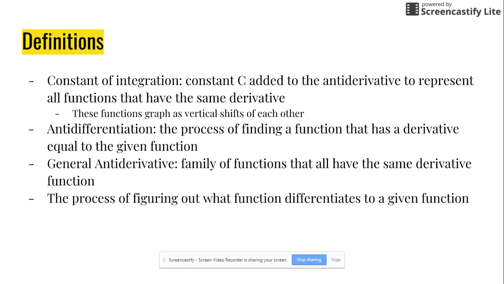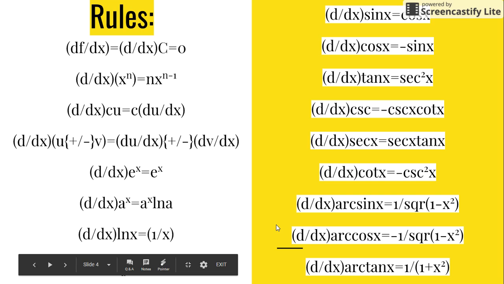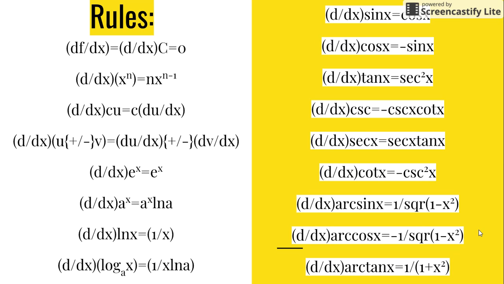The next one is antidifferentiation, which is the process of finding a function that has a derivative equal to the given function. The general antiderivative is the family of functions that all have the same derivative function. Antidifferentiation is the process of figuring out what function differentiates to a given function. There are some rules, and these are the techniques that are really important to learning and understanding how to work out these problems.